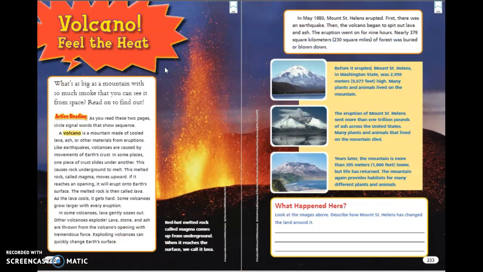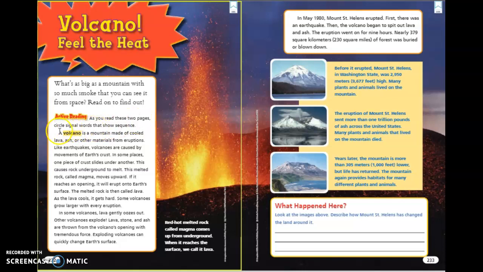Turn to pages 232 and 233. Volcano! Feel the heat! What's as big as a mountain with so much smoke that you can see it from space? Read on to find out. Active reading. As you read these 2 pages, circle signal words that show sequence. So remember, our signal words for sequence were words like first, next, then, after, before, later. Those were all kind of sequence words. Now, there were a couple others as well, but those were examples of some signal words.